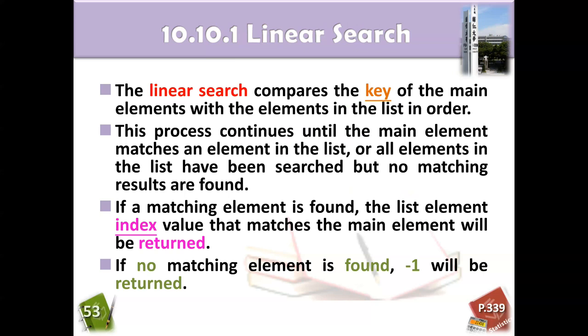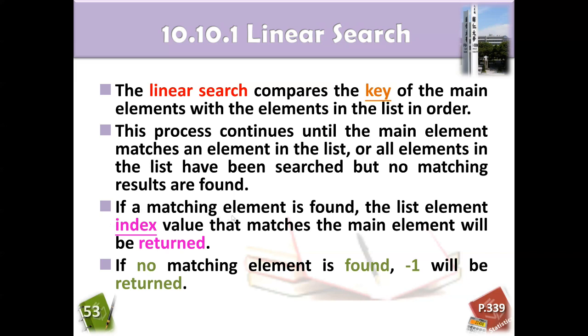The linear search compares the key with the elements in the list in order. So when we use linear search, there will be a key, just like an index, right? And we will compare with the list in order. This process continues until the key matches an element in the list, or all elements in the list have been searched but no matching result is found. If that happens, it means the data you want to search for is not in the list, okay?